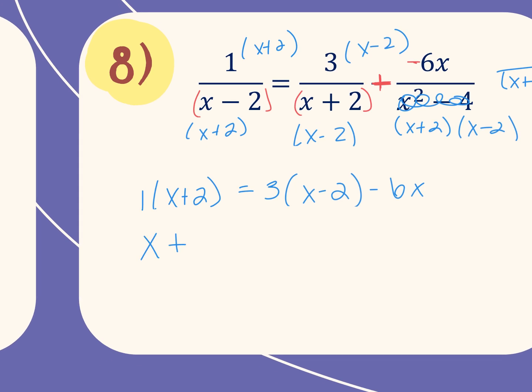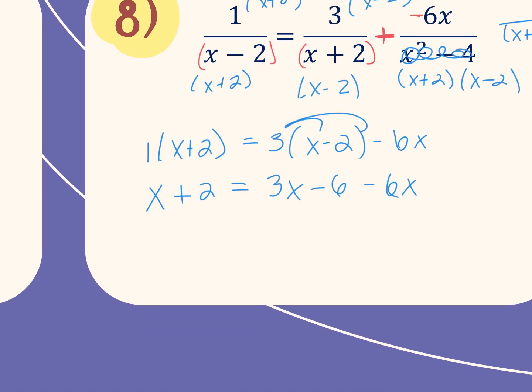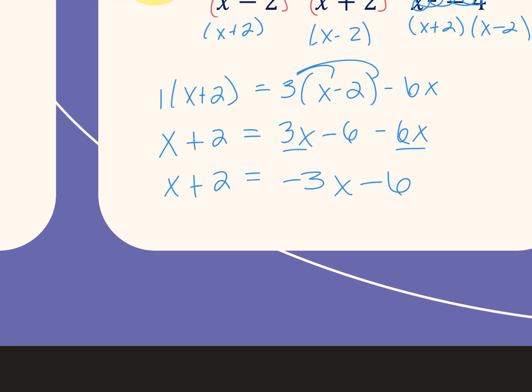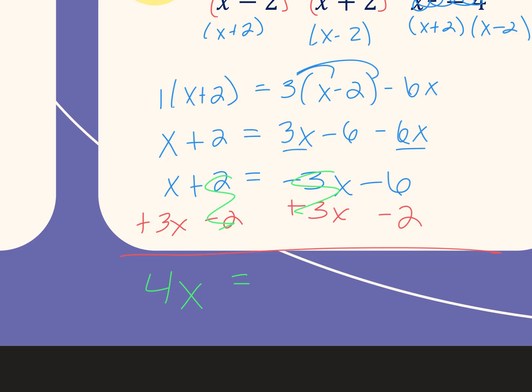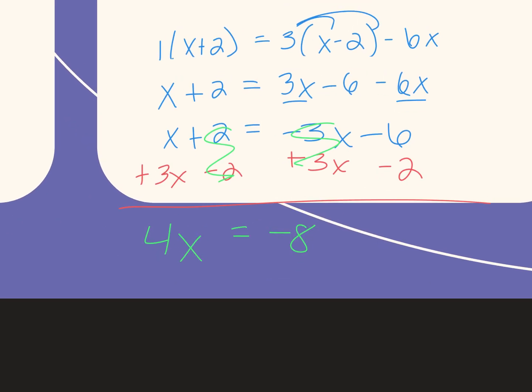So on the left-hand side, I have x plus 2. On the right-hand side, I distribute that 3, so it's 3x minus 6 minus 6x. So I still have x plus 2 over here. What can I combine on the right-hand side? What's 3x minus 6x? Yep, minus 3x minus 6. And then I like to move x's to the left and numbers to the right. So I'm going to go ahead and add 3x here and subtract 2. So what is 1x plus 3x? 4x, good. And then what is negative 6 and a negative 2? Negative 8, good. And then divide both sides by 4.